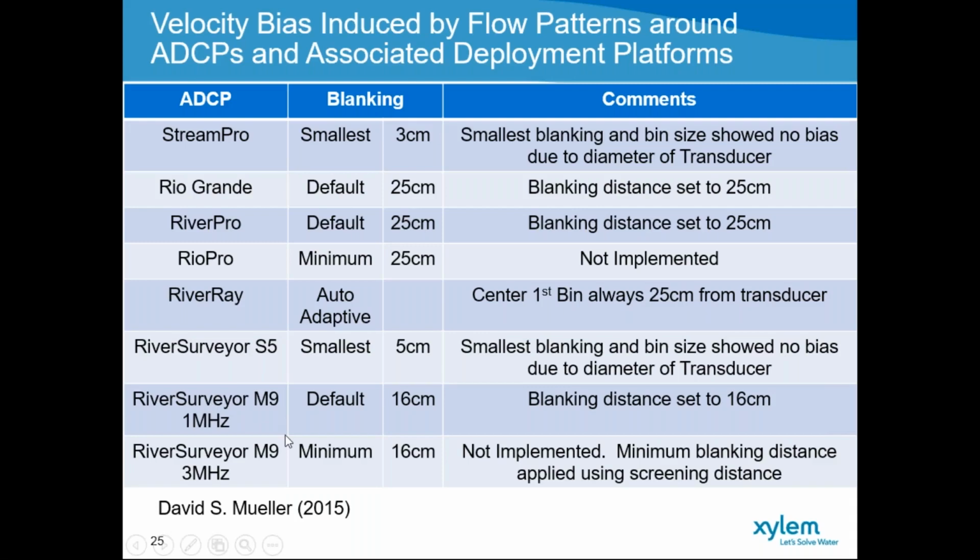RiverSurveyor M9, 1 megahertz, is using a default of 16 centimeters, and that is programmed in the firmware. And that's also the distance that the USGS recommends the minimum blanking distance should be for the M9. And then with the 3 megahertz, the minimum is recommended as 16 centimeters. This is not implemented. The minimum blanking distance applied is done using a screening distance. The reason why SonTek hasn't implemented this into the blanking distance is mainly because some customers or users, especially in Europe, requested that they still want to see that data and they don't want it to be excluded by default based on the 16 centimeter screening distance.